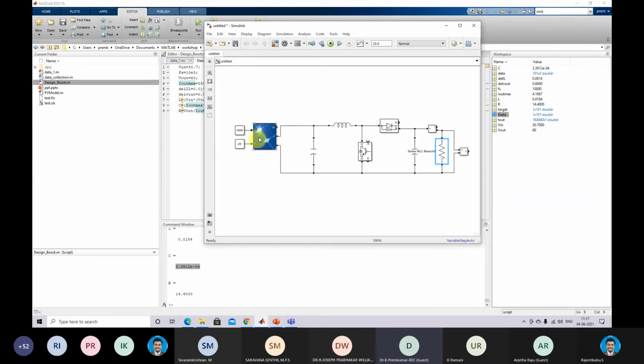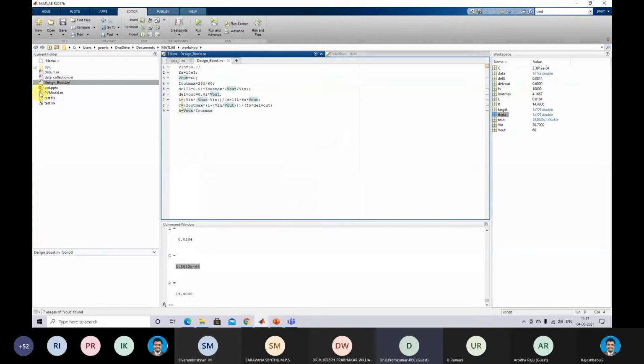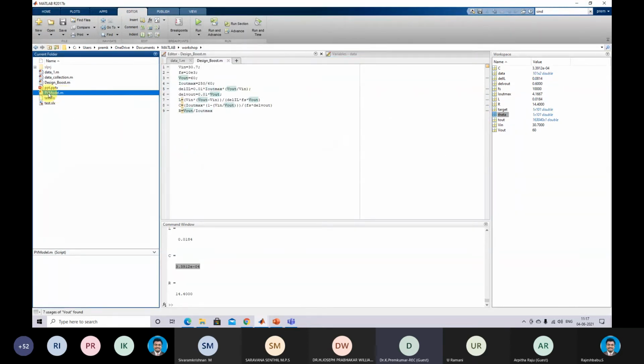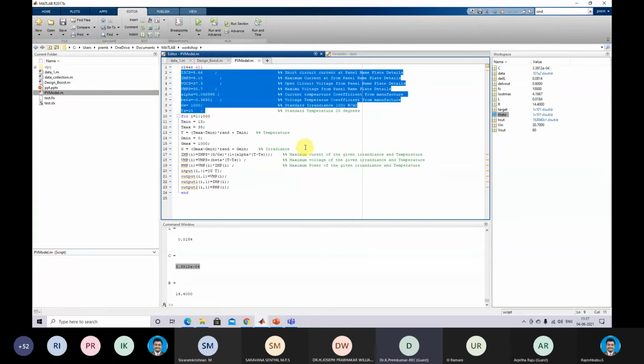That means we have to use the same data in this model, right? So here we have to create some PV panel equation. You just have to use the same data of that PV panel model here: short circuit current, current at maximum power point, open circuit voltage, voltage at maximum power point, alpha (current temperature coefficient), beta (voltage temperature coefficient), and then the standard irradiation and temperature, right?